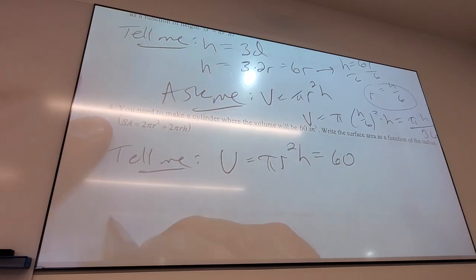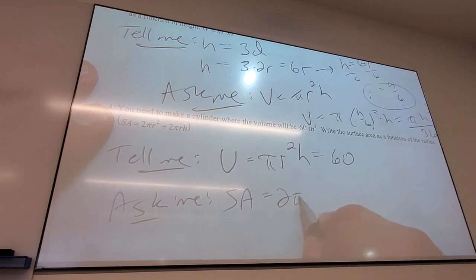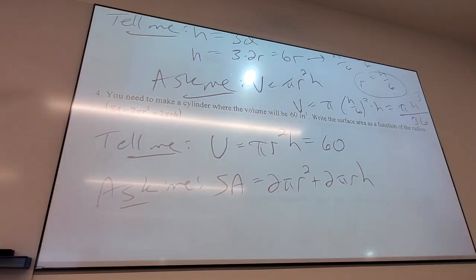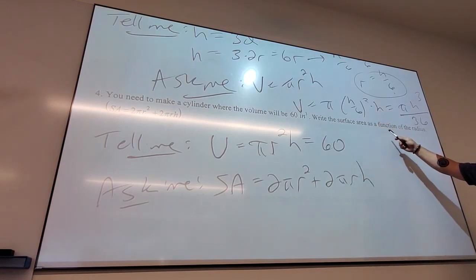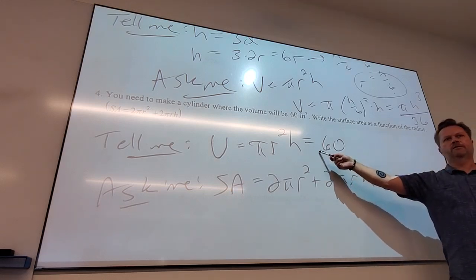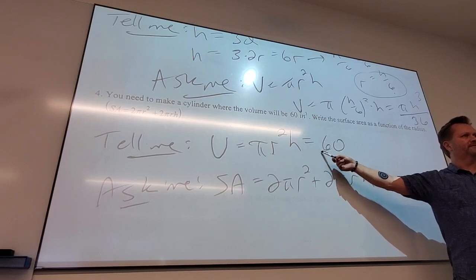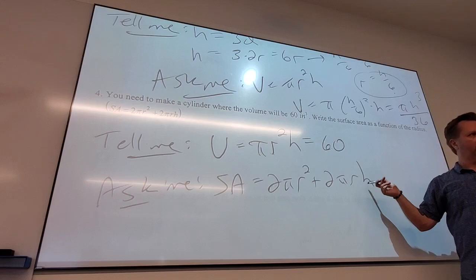What are they asking me for? Surface area as a function of radius. Yeah, so currently the surface area is a function of what? Radius and height. And they want it as a function of just radius. Do you guys start to see how this is kind of repetitive a little bit? So what letter do I want to kill? H. So what letter do I want to solve this for? H. Because then I can replace H. I want to get rid of H.